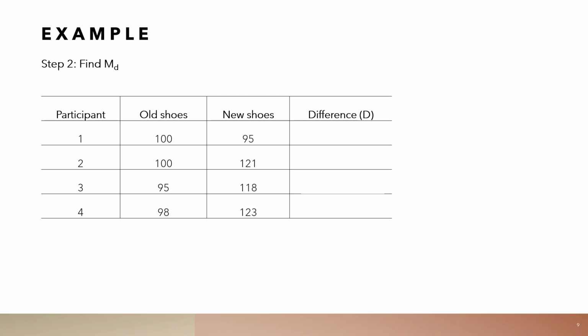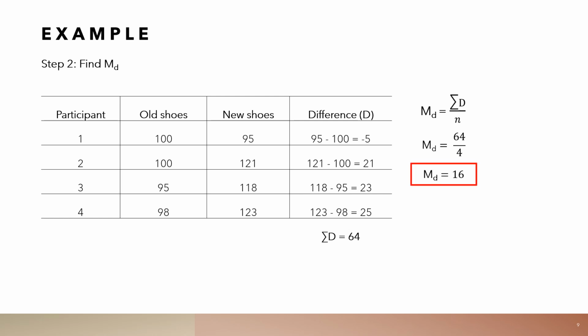We start by taking the mean difference, which is score 2 minus score 1. So 95 minus 100 is negative 5. 121 minus 100 is 21. 118 minus 95 is 23. And 123 minus 98 is 25. So then we sum those numbers. So negative 5 plus 21 plus 23 plus 25 is 64. And then we divide by n. So 64 divided by 4 is 16. Our mean difference is 16.